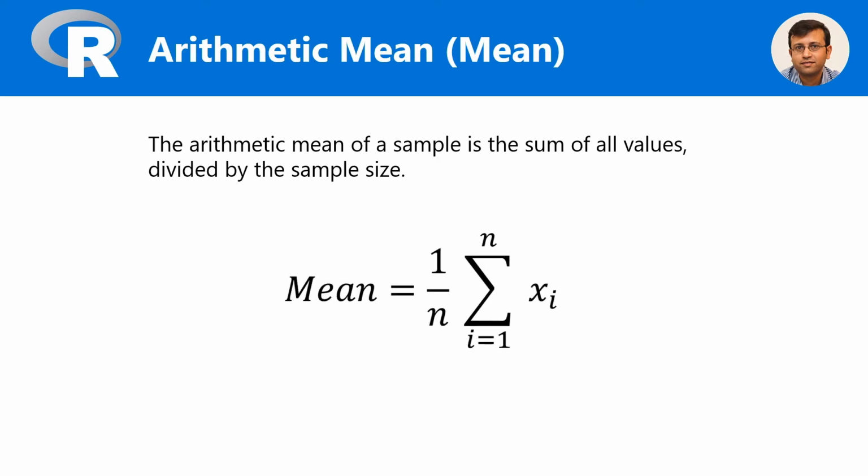Here is the mathematical formula to compute arithmetic mean, where n is the sample size or number of items or elements in the sample, and this is the summation symbol. Here xi is the ith element of the sample, where i starts from 1 to n.